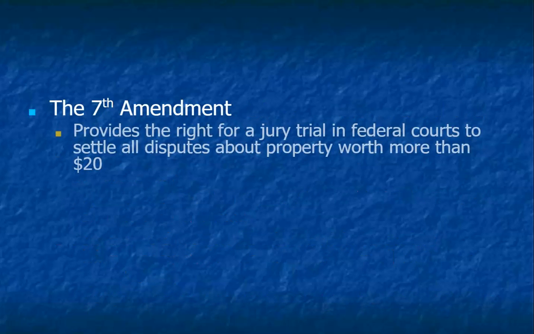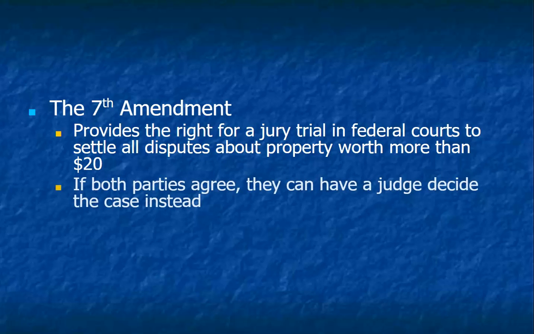The Seventh Amendment provides the right for a jury trial in federal courts to settle all disputes about property that's worth more than $20. $20 used to be worth a lot more than it is today, but you have the right for a jury trial for that. Now, if both parties agree, they can have a judge decide the case instead of a jury.